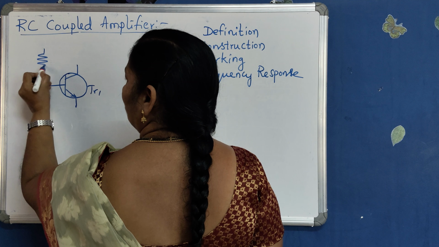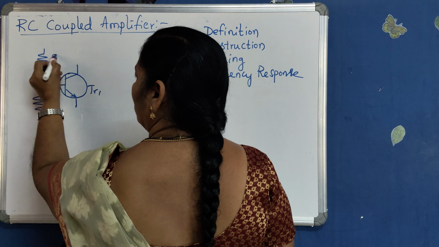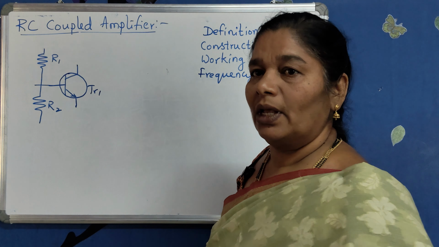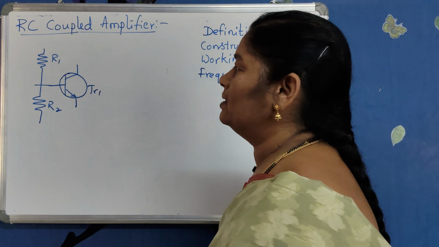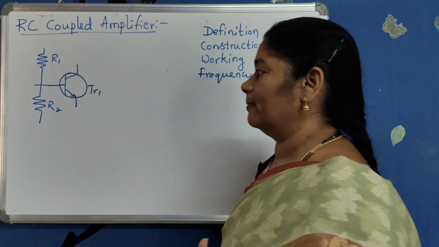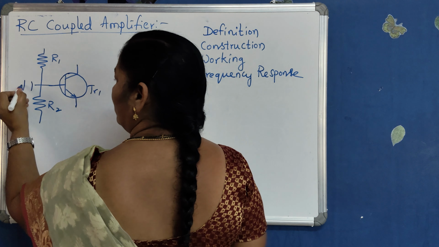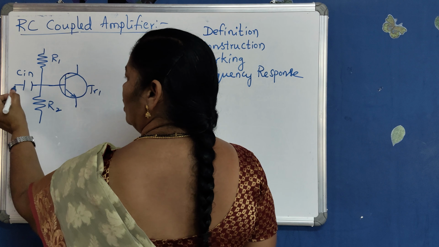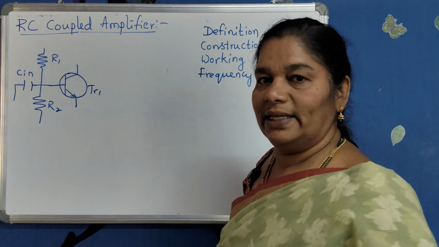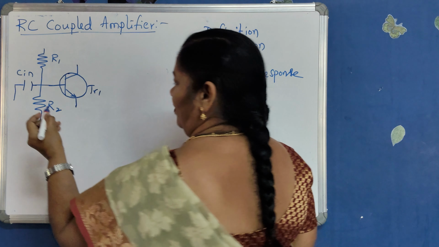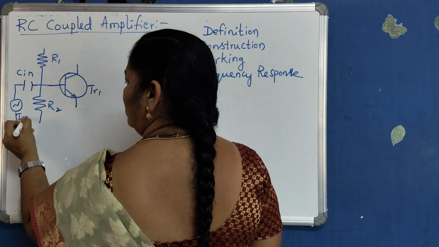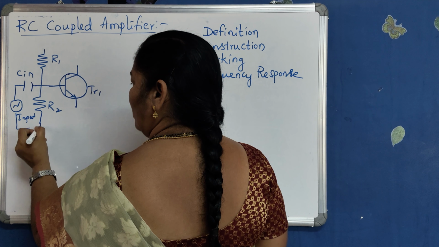The first one is R1, R2, which are connected in the base circuit for biasing. So what does biasing mean? To make the input junction forward biased and the output junction reverse biased in a transistor. And then you will have a capacitor Cin, which is called the input capacitor. It will block DC and allow only the AC signal into the amplifier. Here we are giving the input signal, which is weak and which you want to amplify.